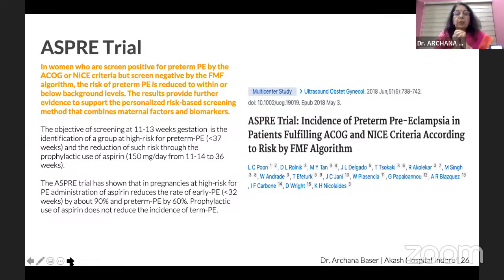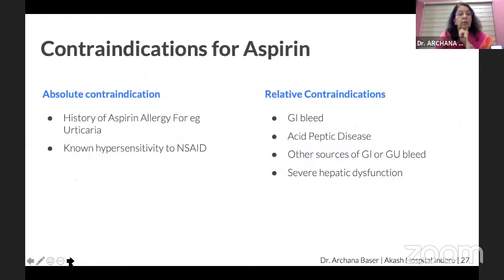Incidence of preterm preeclampsia in patients fulfilling ACOG and NICE criteria according to risk by FMF algorithm. And what it says, in women who are screen positive for preterm preeclampsia by these guidelines, but screen negative by the FMF algorithm, the risk of preterm preeclampsia is reduced to within or below background levels. The results provide further evidence to support the personalized risk-based screening method that combines maternal factors and biomarkers.